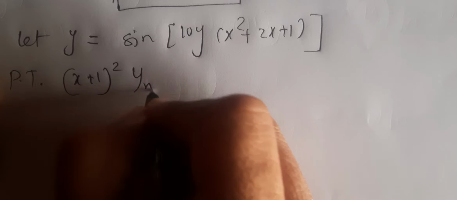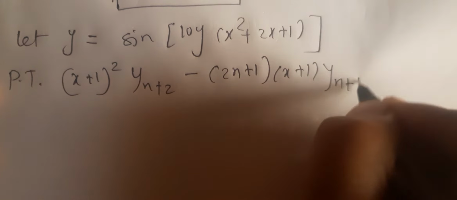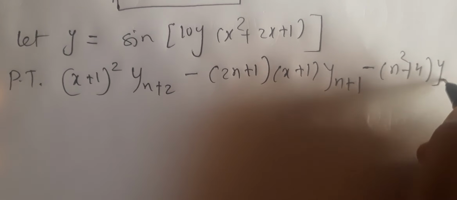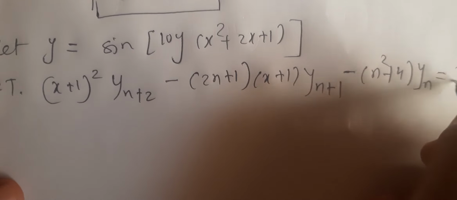What kind of problem we can have? So we'll have here one problem. We are given let y is sine of log of (x square plus 2x plus 1). Then prove that (x plus 1) whole square y_(n+2) minus (2n plus 1) into (x plus 1) y_(n+1) minus (n square plus 4) y_n equal to 0.